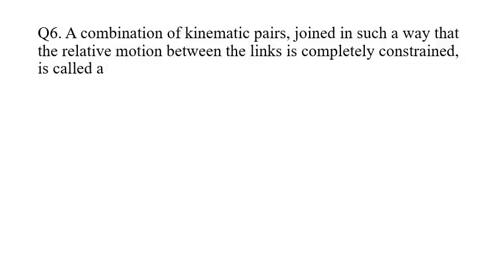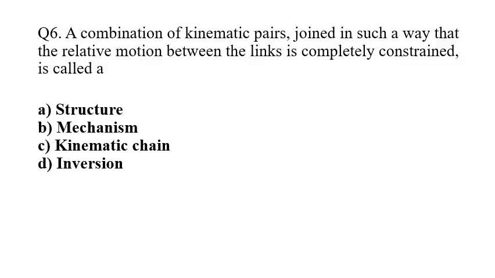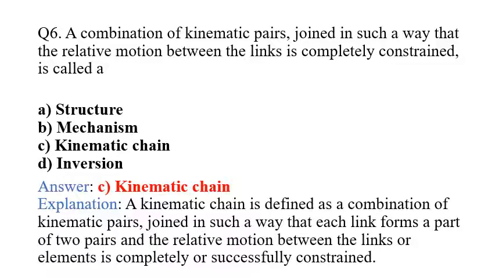Question number 6. A combination of kinematic pairs joined in such a way that the relative motion between the links is completely constrained is called. So you should know what is the answer for this. Four answers: structure, mechanism, kinematic chain, inversion. Looking at the definition of the kinematic chain, you will come to know it is nothing but a combination of kinematic pairs joined in such a way that relative motion between the links is completely constrained. So the answer could be the kinematic chain.